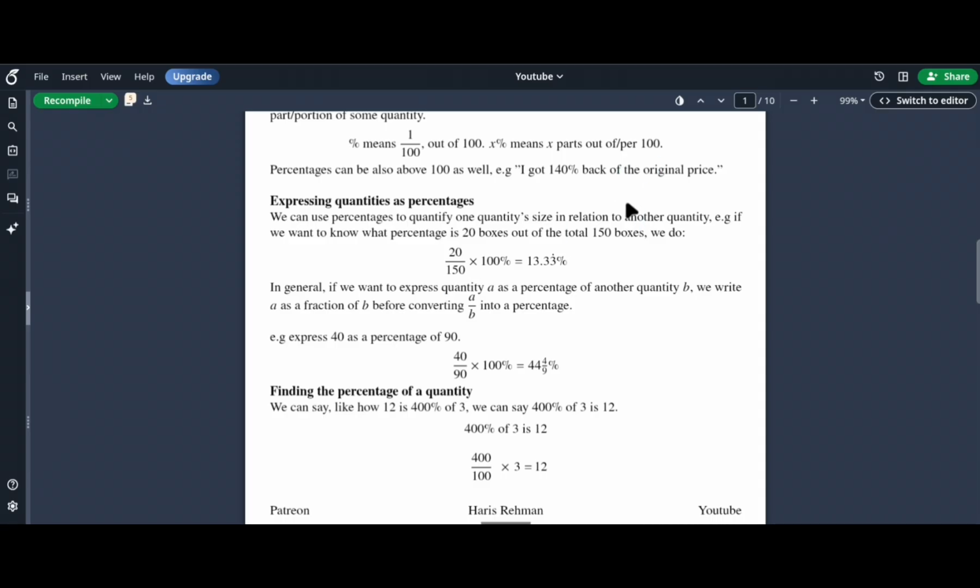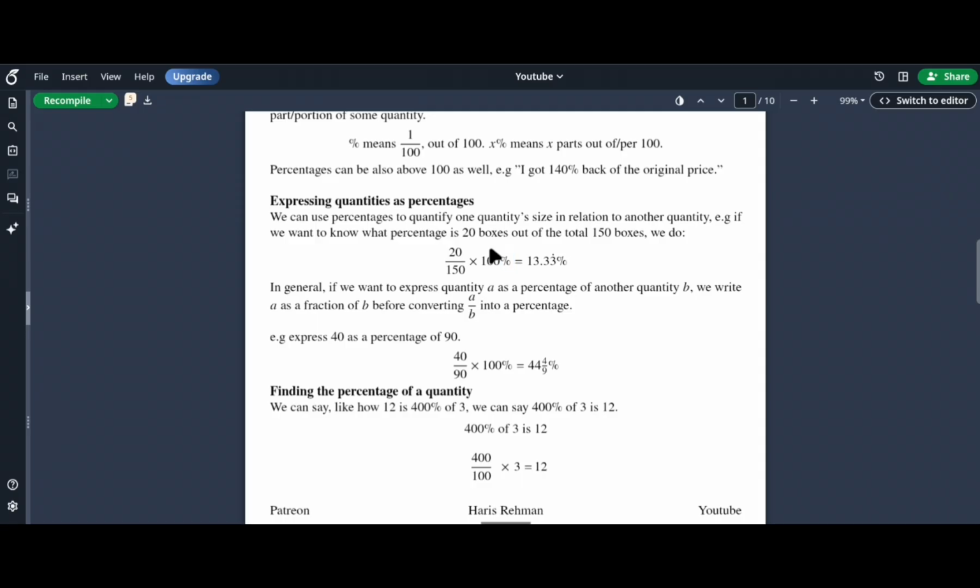Expressing quantities as percentages. We can use percentages to quantify one quantity's size in relation to another quantity. Example: if you want to know what percent 20 boxes is out of the total 150 boxes, we get the fraction 20 over 150, and we multiply it by 100%. I want you to note this down: 100% means 1. Why? Because 1% is 1 over 100, and 100 times 1 over 100 is 1.